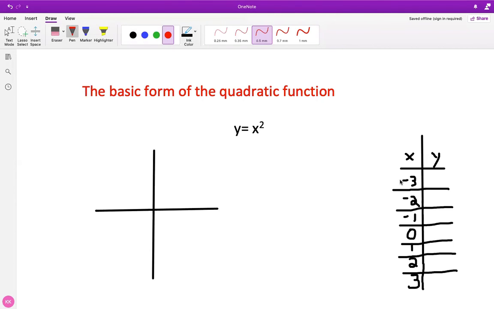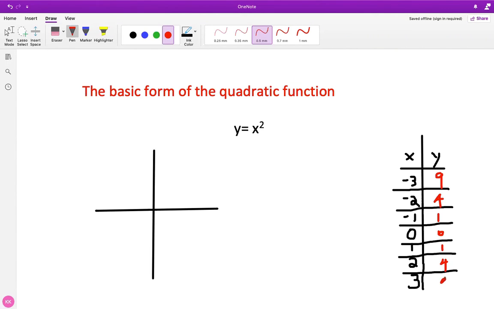For the first one, I plug -3 into the quadratic function, so -3 squared equals 9. -2 squared equals 4. -1 squared equals 1. 0 squared equals 0. 1 squared equals 1. 2 squared equals 4. And 3 squared equals 9.